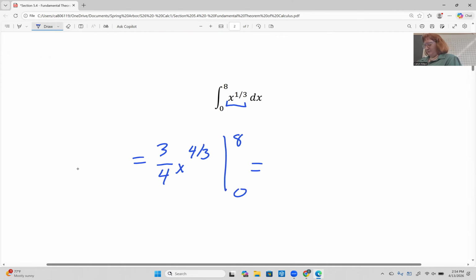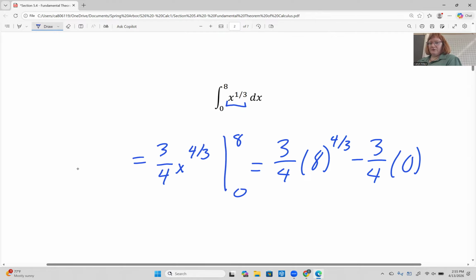So what do we do with that? Plug in 8, minus plugging in 0. 0 to the 4/3. What is cube root of 8? 2. What does this whole thing here break down to be? 0. I'm just gonna ignore that now. Typing that in.